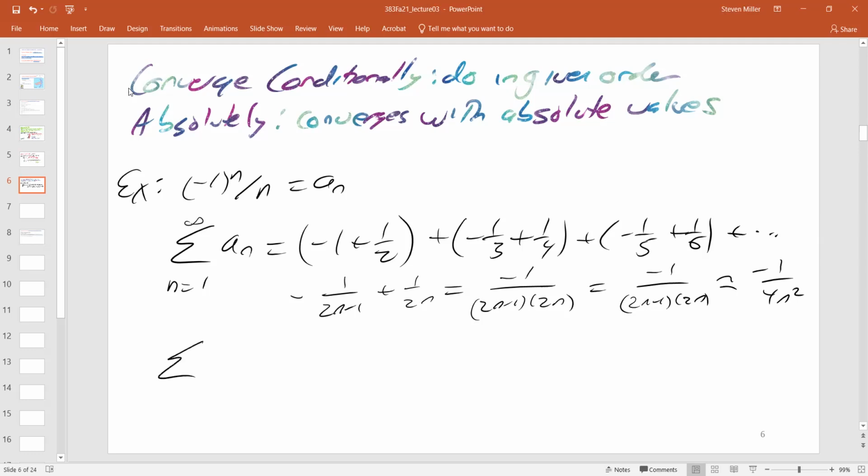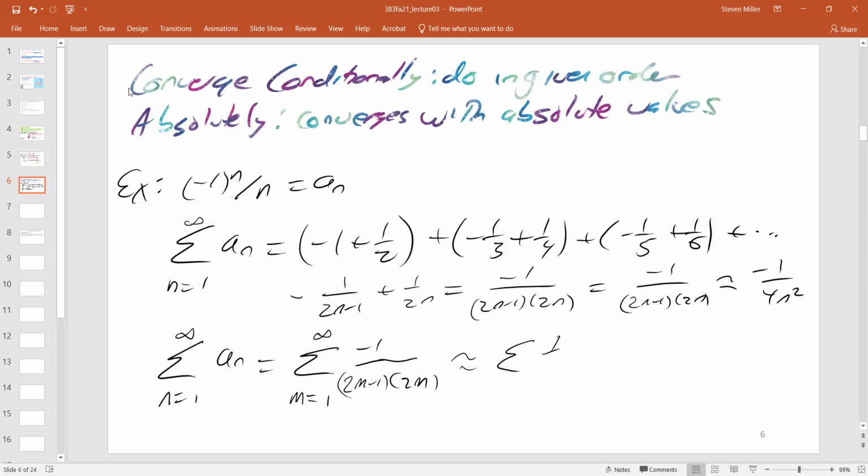And so if I look at the sum n goes from 1 to infinity of a_n, this is the same as the sum, say m goes from 1 to infinity of negative 1 over 4m squared. And now, technically I should write it as (2m minus 1) times 2m. And so now the question is just, how careful do you want me to be? Well, this is clearly approximately the sum of 1 over 4m squared with the negative sign outside, and that's finite.